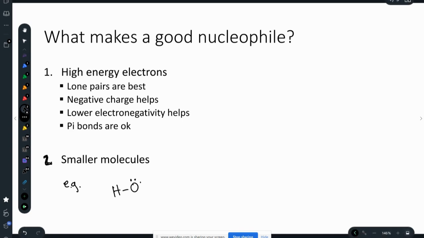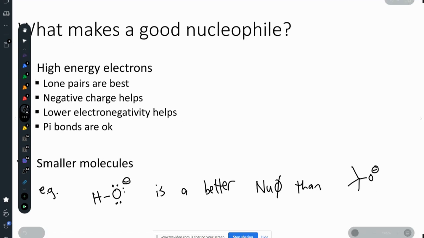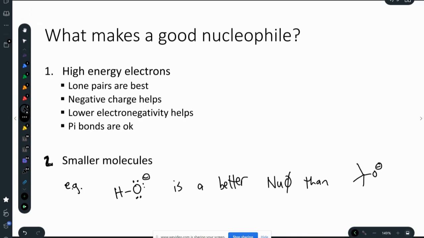OH minus is going to be a better nucleophile than, say, this thing, which we would call tert butoxide, because that's going to be a big bulky molecule, and those electrons are going to have a harder time finding the nucleus that they want to bond with.